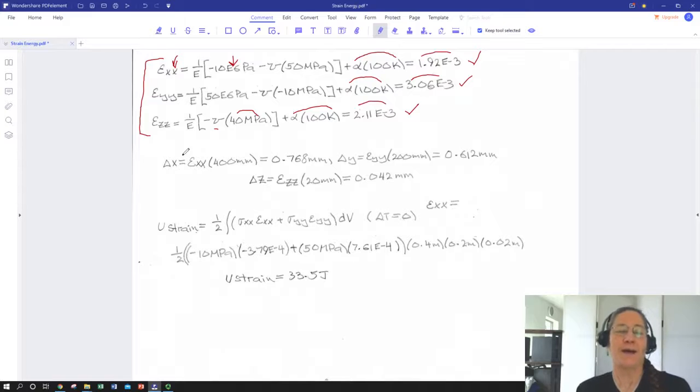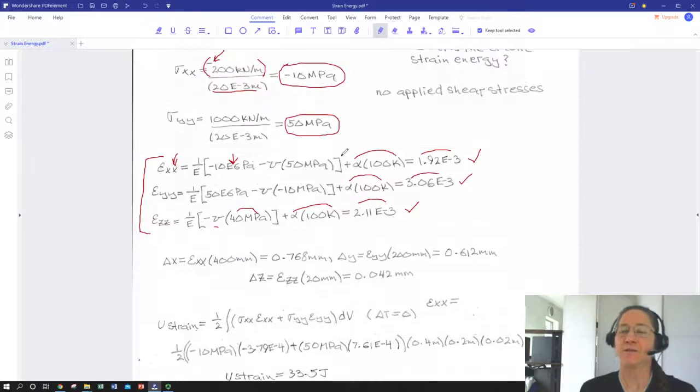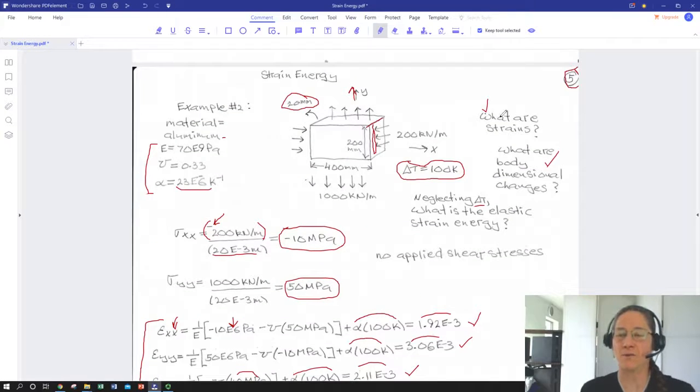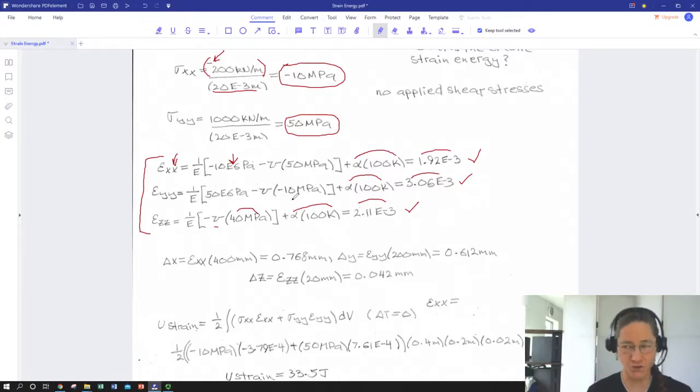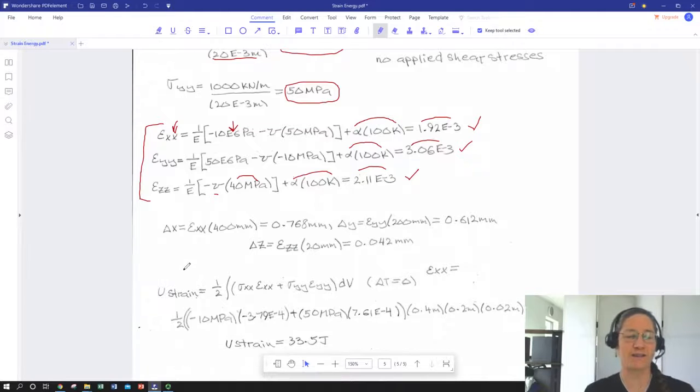Okay, so next, we've completed that portion. What are the body's dimensional changes? All right, this is easy because our strain was uniform. So we can use our expression for average strain: change in length divided by original length equals strain in a normal direction. So we can just apply that to the x, the y, and the z.